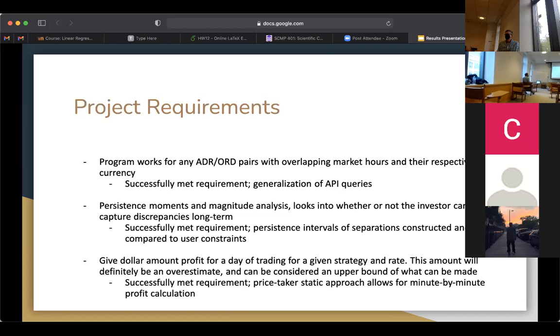But I successfully met this also by assuming the user is a price taker, which is pretty safe to assume for any retail investor. And this approach allows for minute-by-minute profit calculation and thus a daily profit estimate.